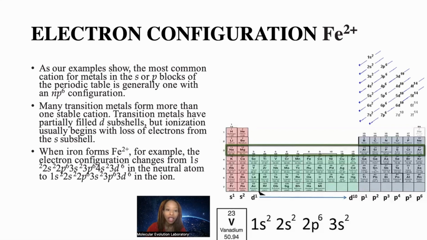The transition metals have a partially filled d subshell, but ionization usually begins with loss of electrons from the s subshell. When ions form 2+, for example, the electron configuration changes from 1s2, 2s2, 2p6, 3s2, 3p6, 4s2, 3d6 in the neutral atom to 1s2, 2s2, 2p6, 3s2, 3p6, 3d6. So basically 2 electrons were removed from the 4s orbital, which in this case would be the highest energy level.